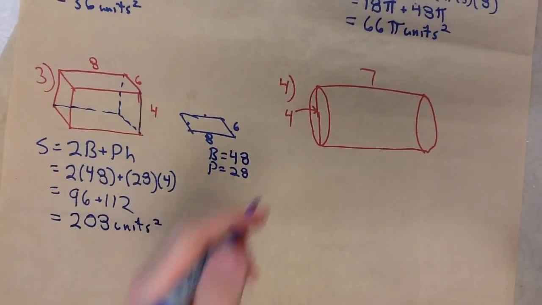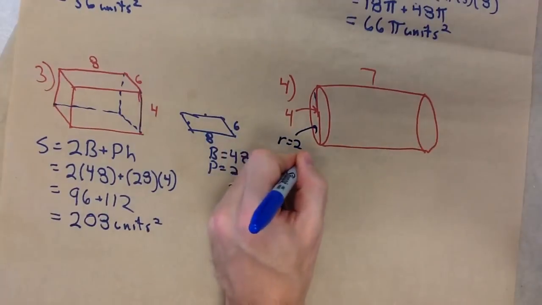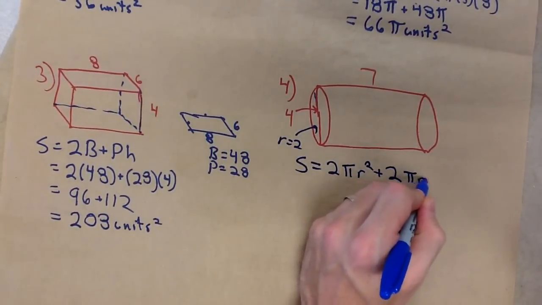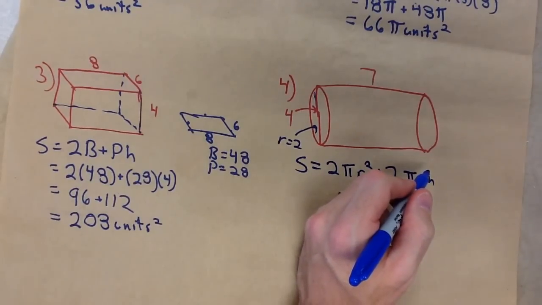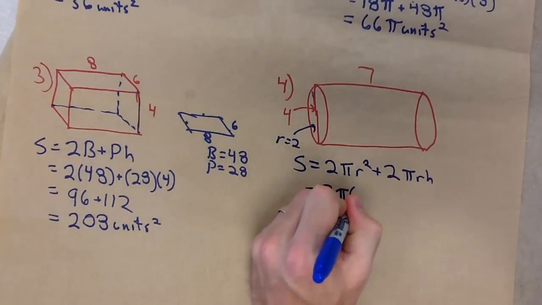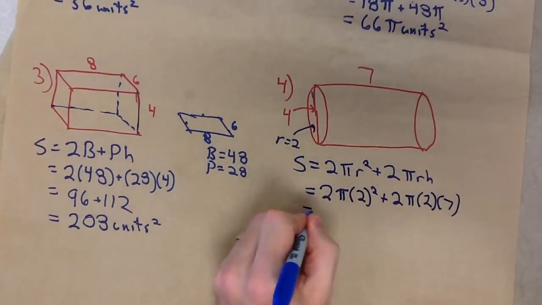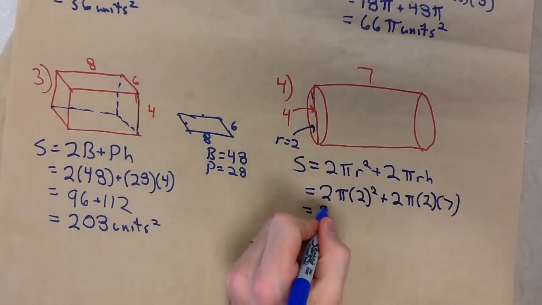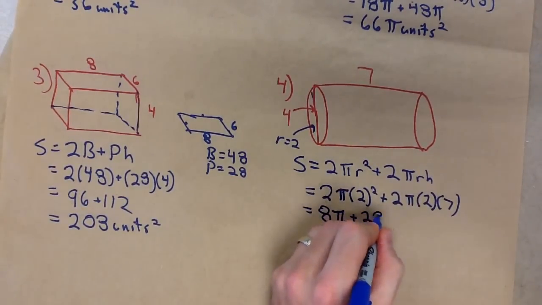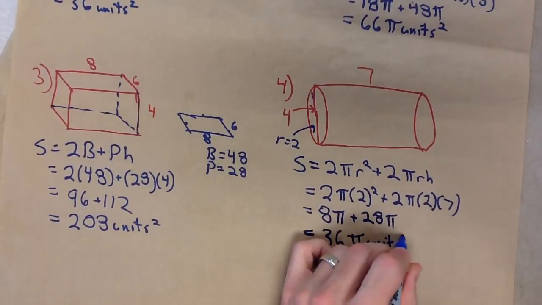In number 4, I have a diameter of 4, so I got to be careful and make sure the radius is 2. My formula is 2 pi r squared plus 2 pi r h. That's 2 pi times 2 squared plus 2 pi times 2 times 7. 2 squared is 4, times 2 is 8. 2 times 7, 14, times 2 is 28. So I get 36 pi units squared.